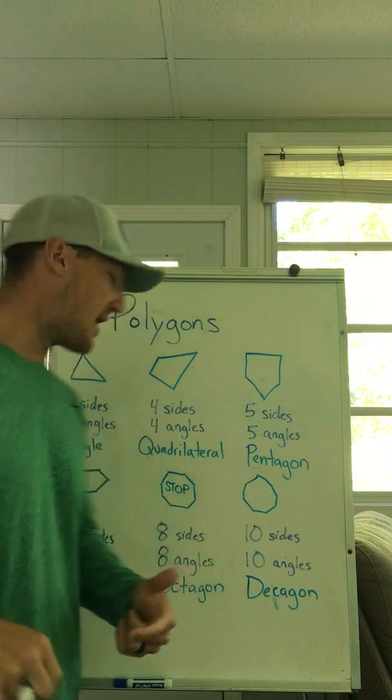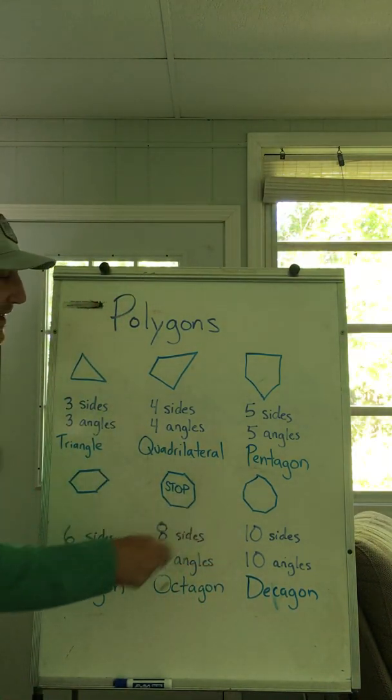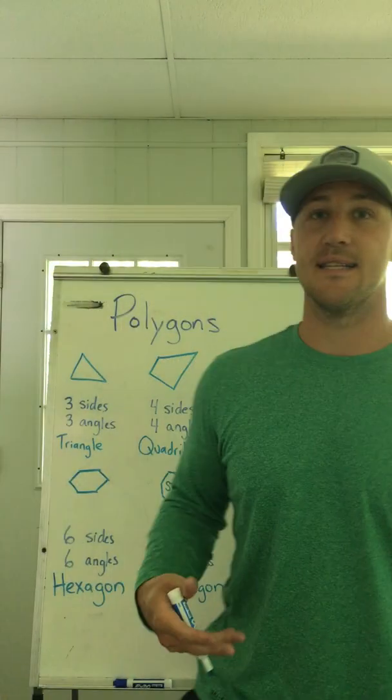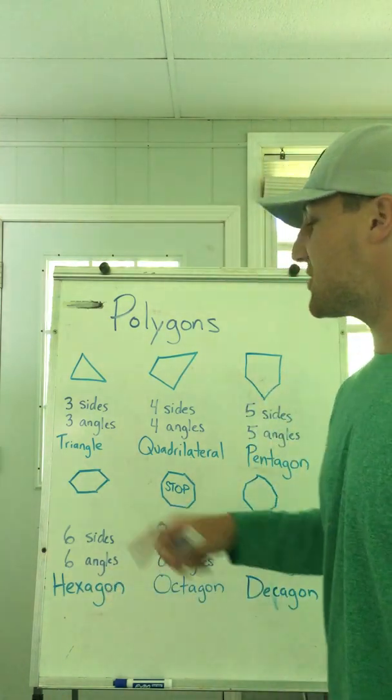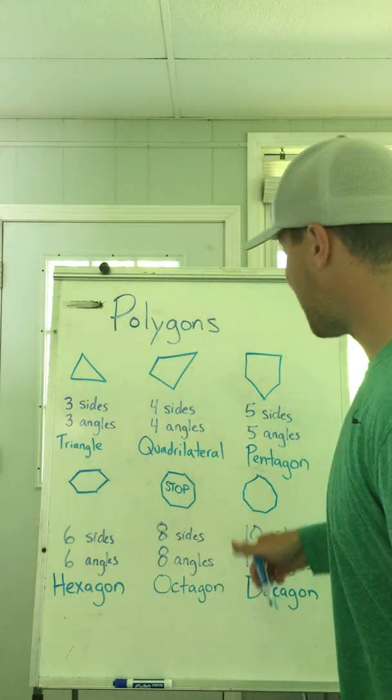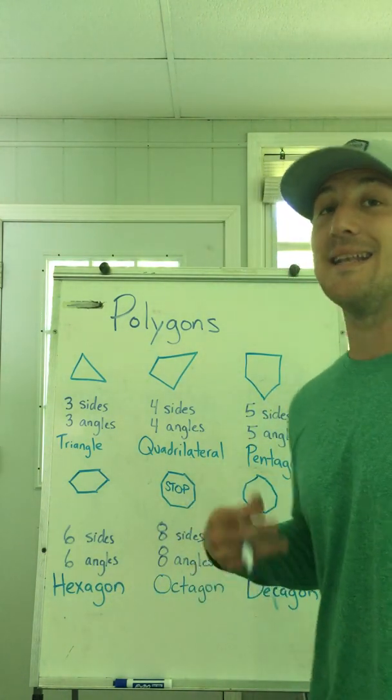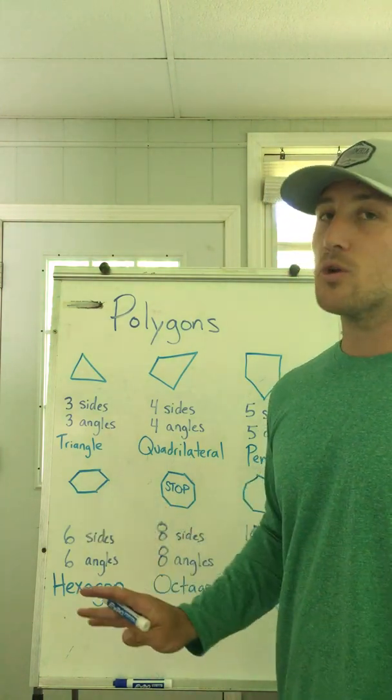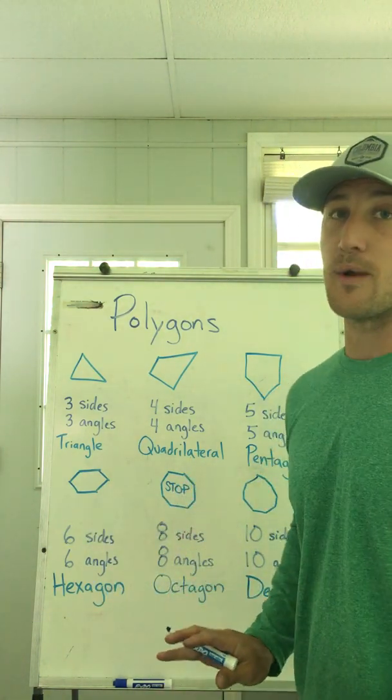Cool, and you may ask yourself, how come we skipped 7 and 9? So there are shapes with 7 sides and shapes with 9 sides, and a 7-sided shape we call a heptagon, and a 9-sided shape we call a nonagon. However, don't worry about that, we're not going to focus on those for right now.